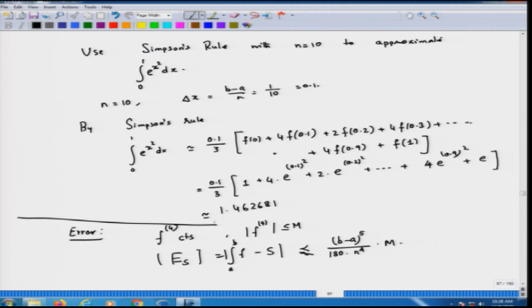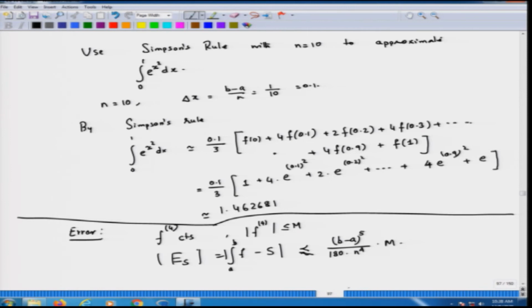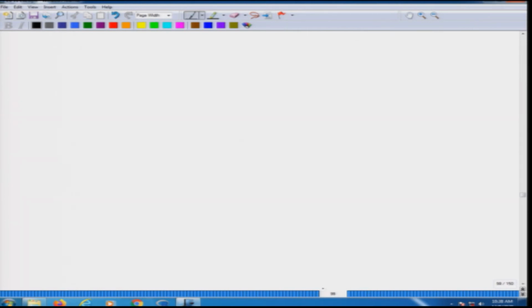This is the error term for Simpson's rule, and as we have said, in the trapezoidal rule what you need is the f double prime. You do not need to go to the f 4 to calculate the error like in Simpson's rule. So, these two methods help us approximate the integral whenever we get into trouble calculating the integral precisely. Then we have these two powerful tools to approximate.